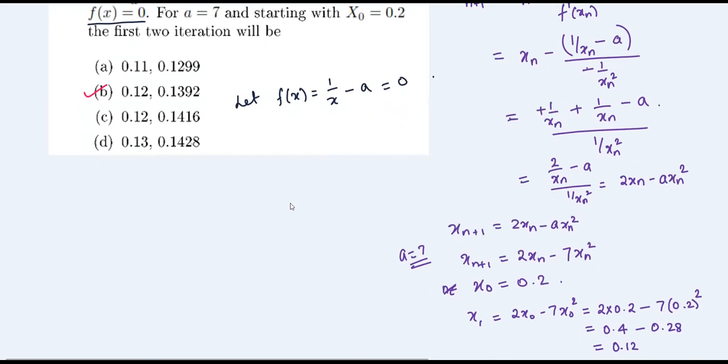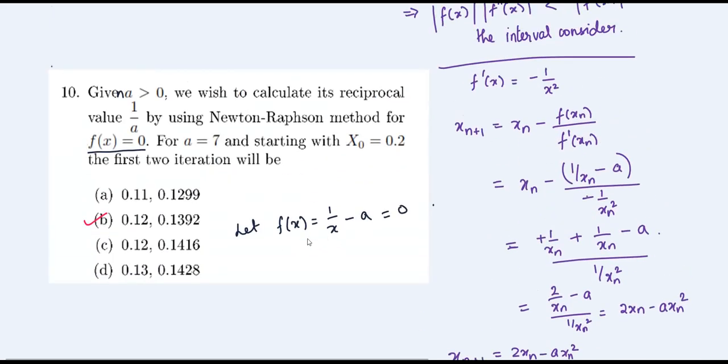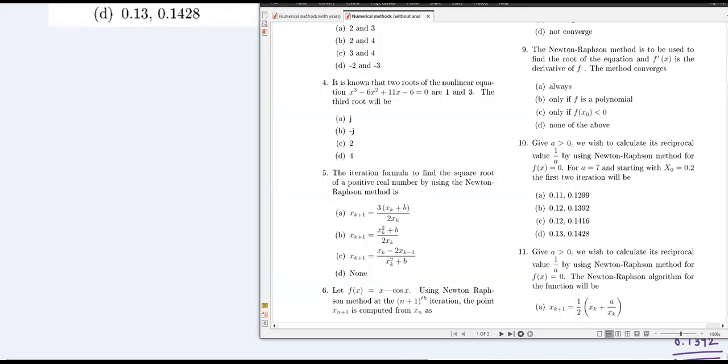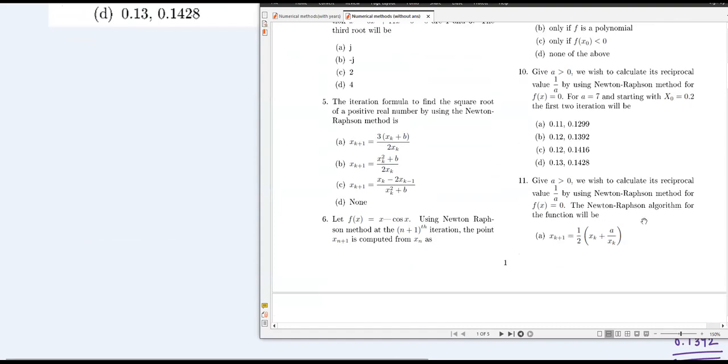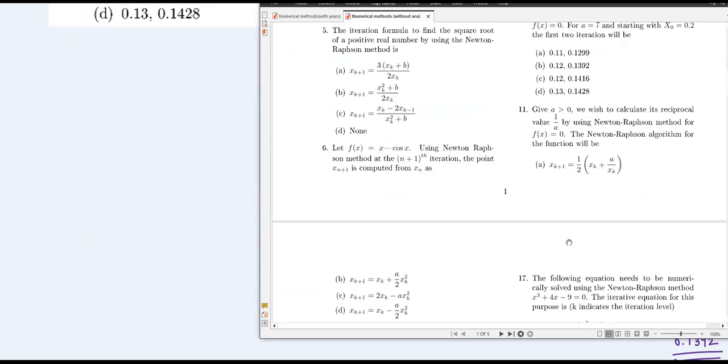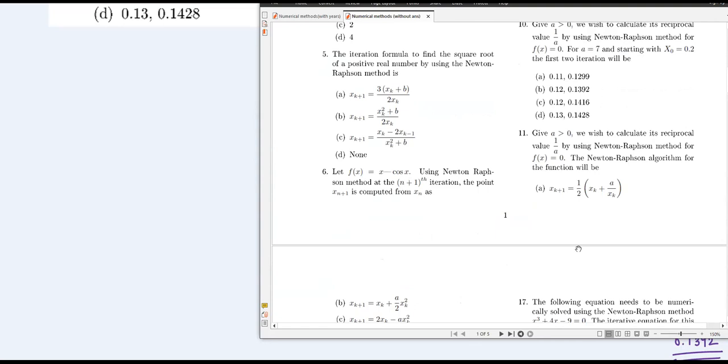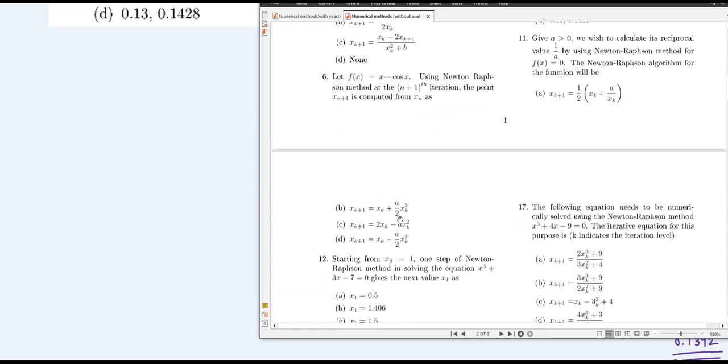Of course, here the question, they should give what is f of x. Otherwise, it will be difficult which approximation function we are taking. That is important. Okay, this is again the same formula. Same formula. So we have to use this. F of x is 1 upon x equal to a, and we get this.